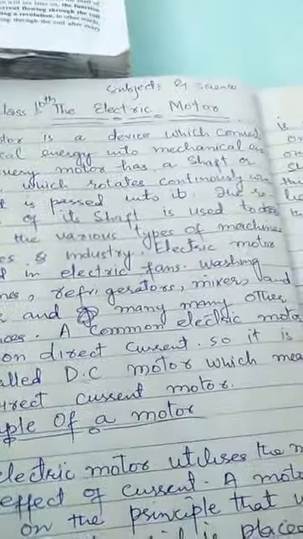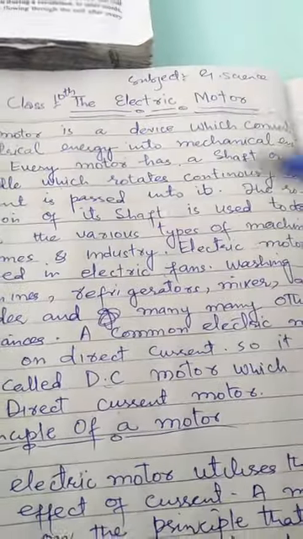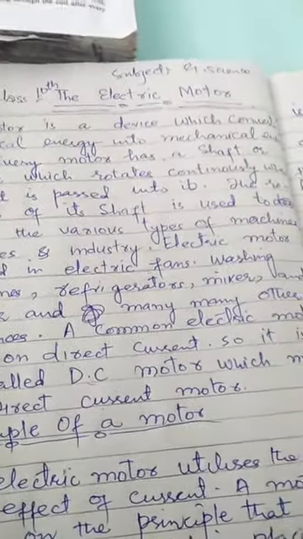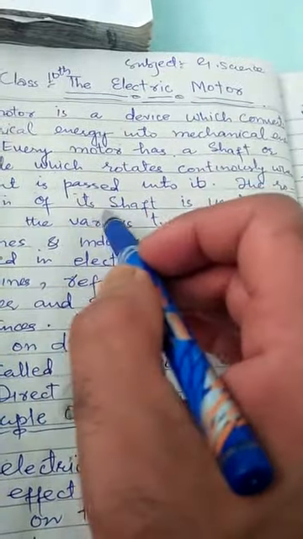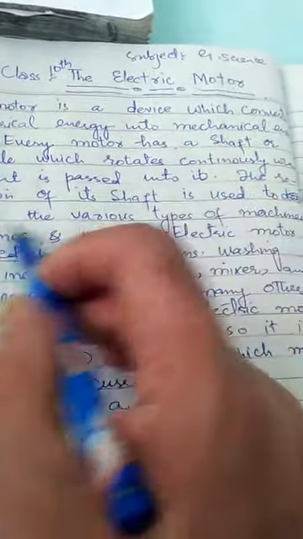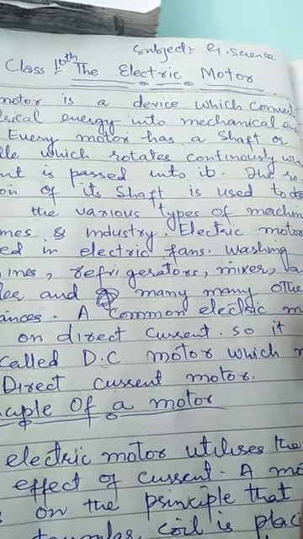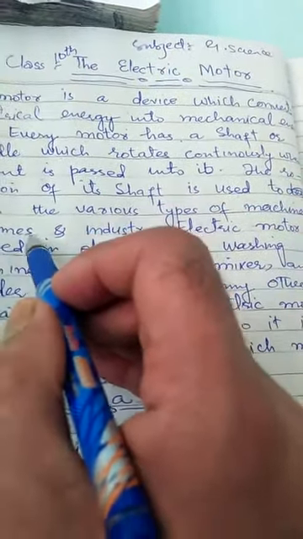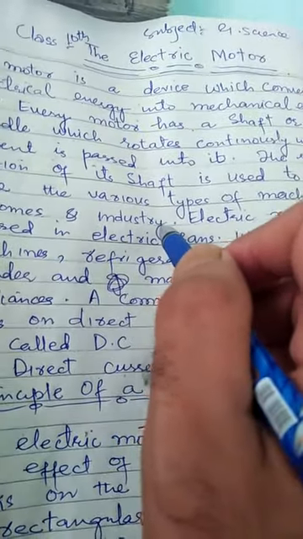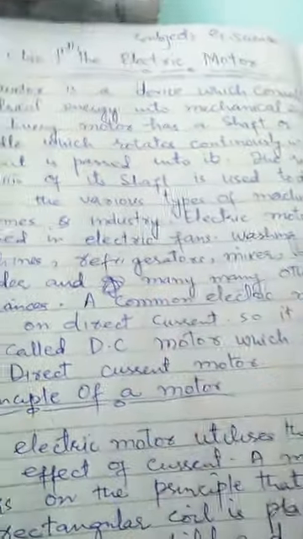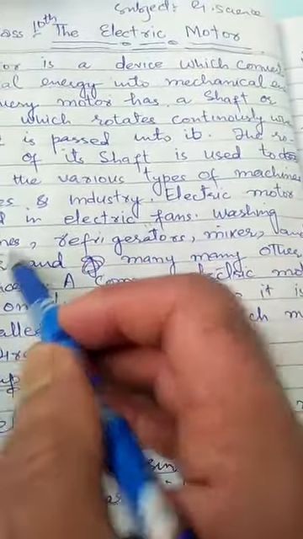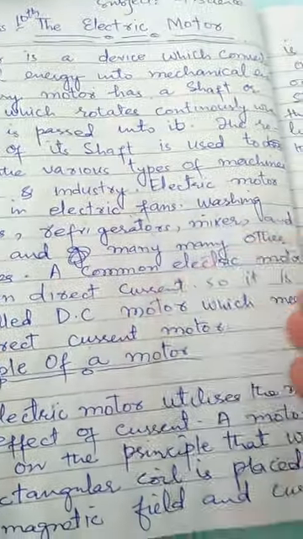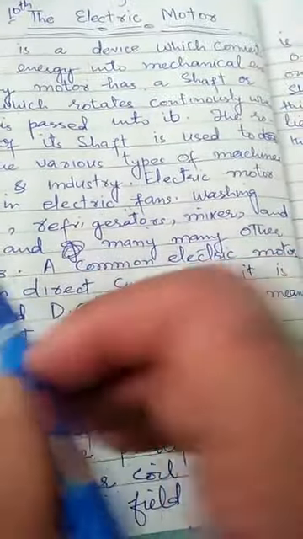Every electric motor has a shaft which rotates continuously when electric current is passed into it. This rotation of the shaft is used to drive various types of machines in homes and industries. Electric motor is used in electric fans, washing machines, refrigerators, mixer and grinder, and many other appliances.